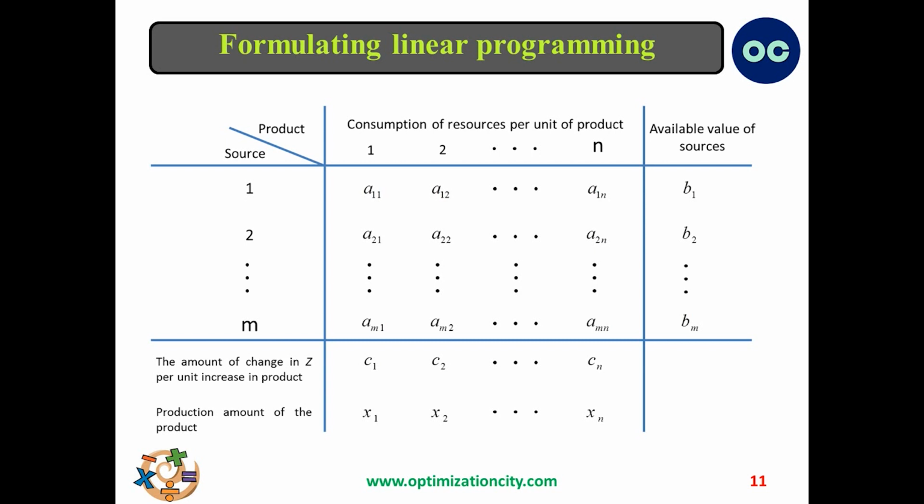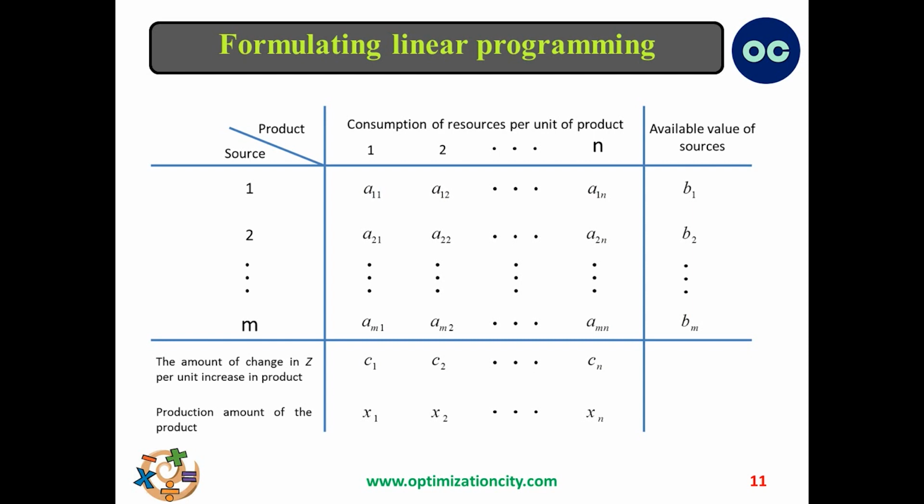The problem involves 3 plants with limited capacity that 2 products need to use. In general form, we want to assign m sources to n competing products. We use xj to represent the amount of product j and z to represent the measure of effectiveness due to each unit increase of xj. This is the measure of effectiveness for each unit of increase of product 1, product 2, till product n.